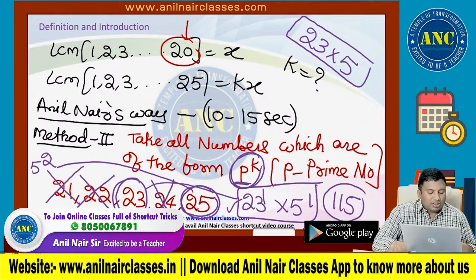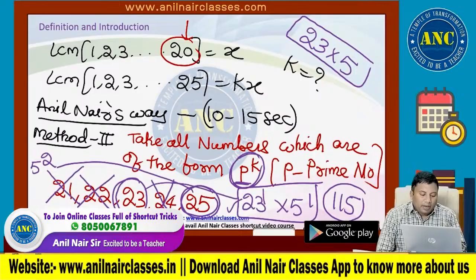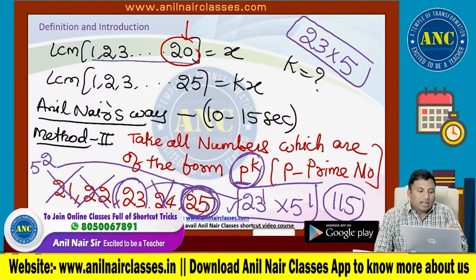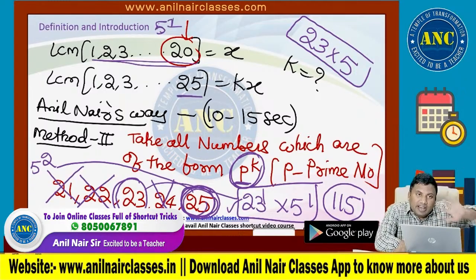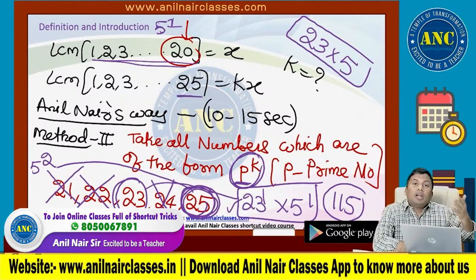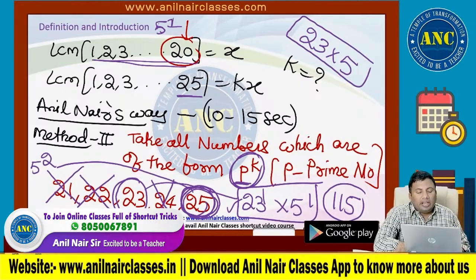Sai Kirti, I will take another 5 because 25 is 5 square. But till here, one power of 5 is already there in this number. I want till 25. 5 power 1 is there till 20. But I want till 25. So therefore, another extra 5 is there. 23 into 5 is 115.